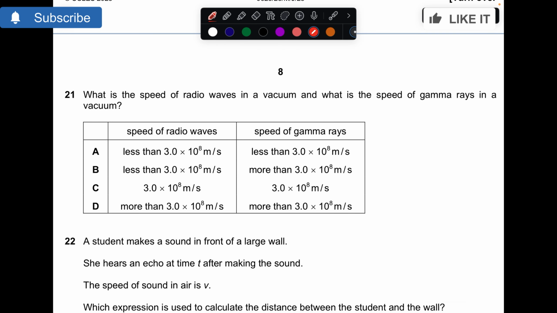In question 21, what is the speed of radio waves in a vacuum and what is the speed of gamma rays in a vacuum? Both are electromagnetic waves. All electromagnetic waves have the same speed in a vacuum. So it's option C that is correct.